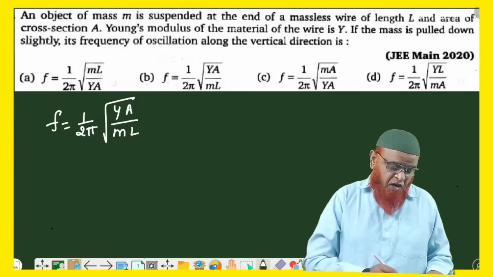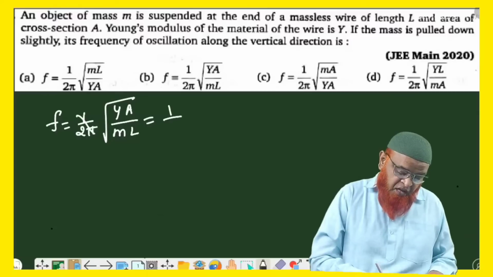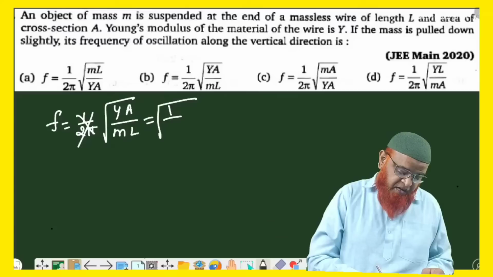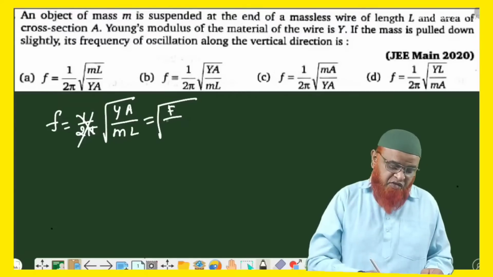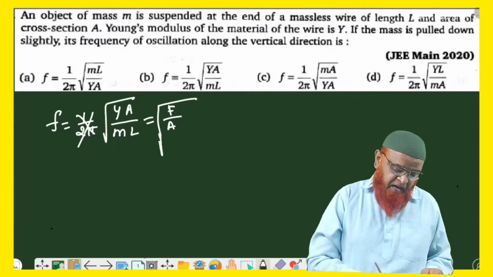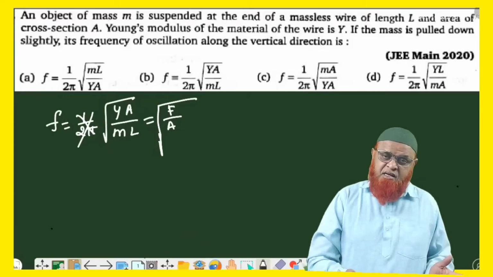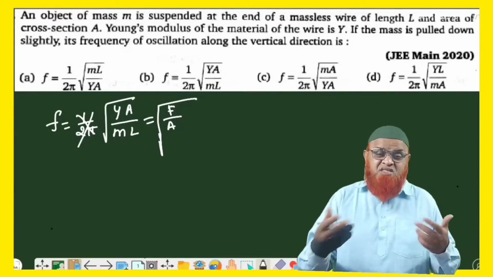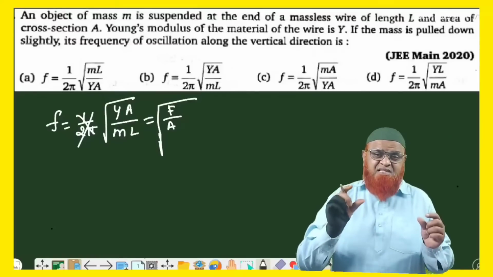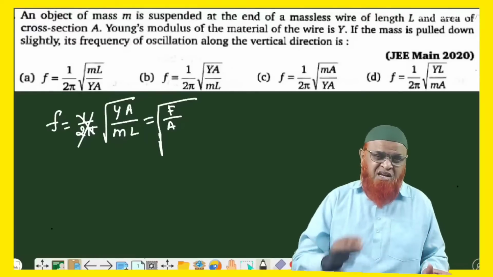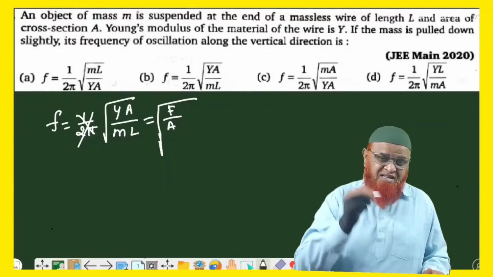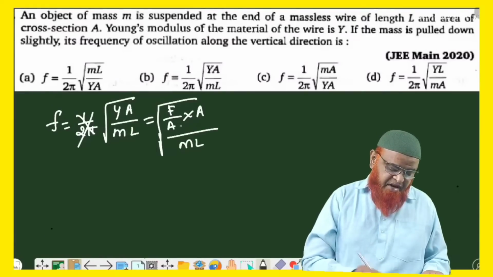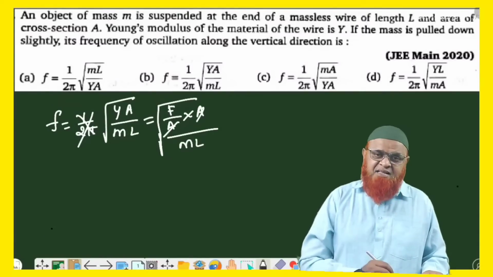Okay, so now you all know that 1 by 2 pi doesn't have any dimensions, but if you observe here, Young's modulus has a formula which is nothing but force by area. Okay, force by area is the formula for Young's modulus, because it is stress by strain. Stress has dimensions but strain is dimensionless. So you need not write the formula for strain. You can just write the formula for stress, that is force by area into again area divided by mL. So area gets cancelled here. Then what is left here?